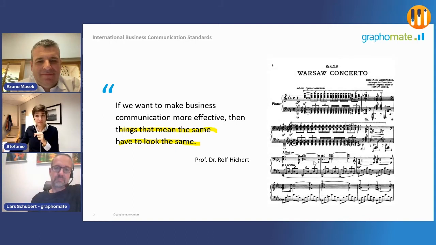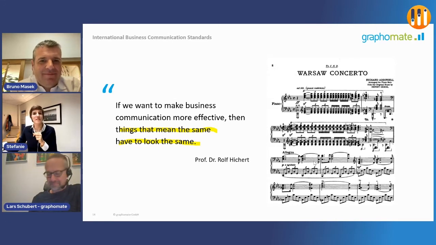So as Bruno already talked about, the music sheets, which can be understood by everybody in the world who knows how to read notes.